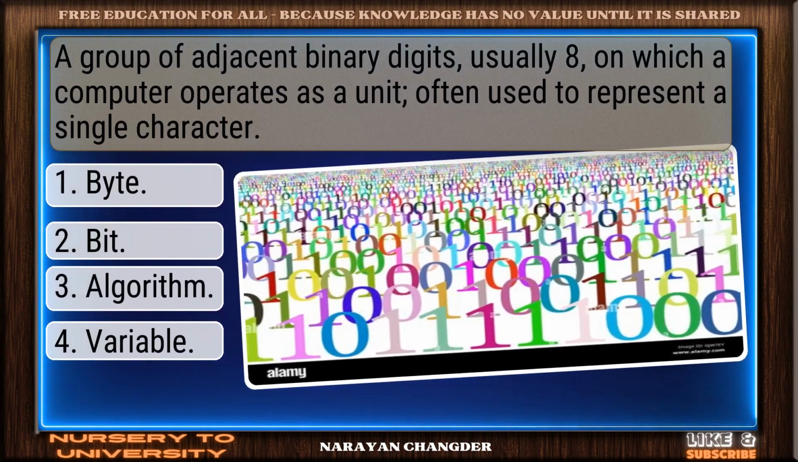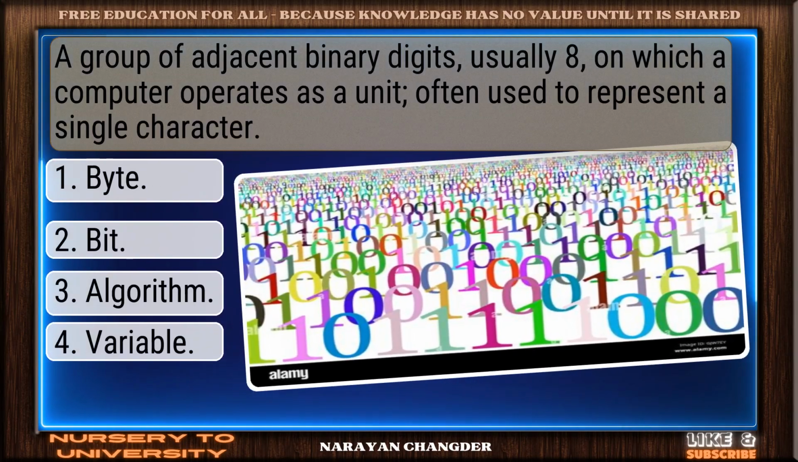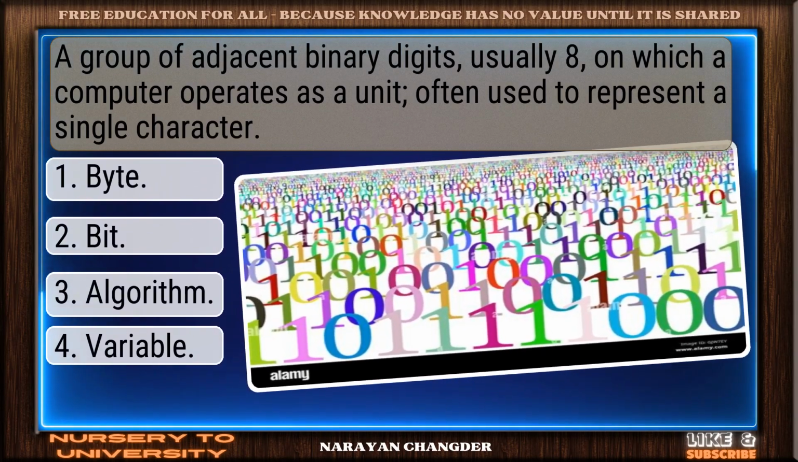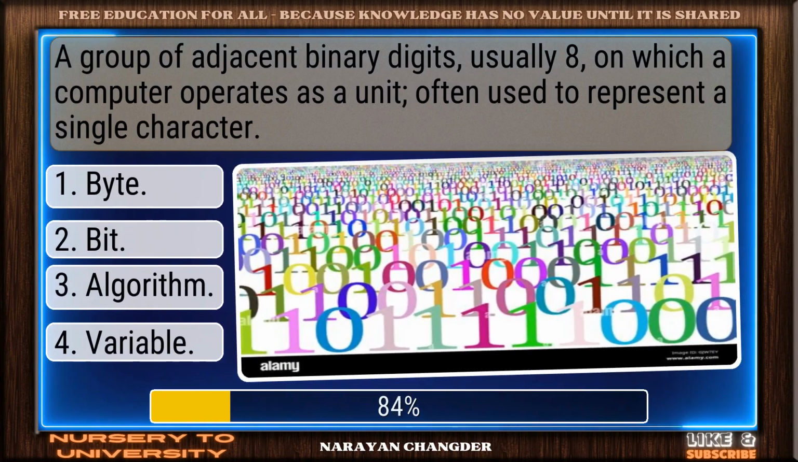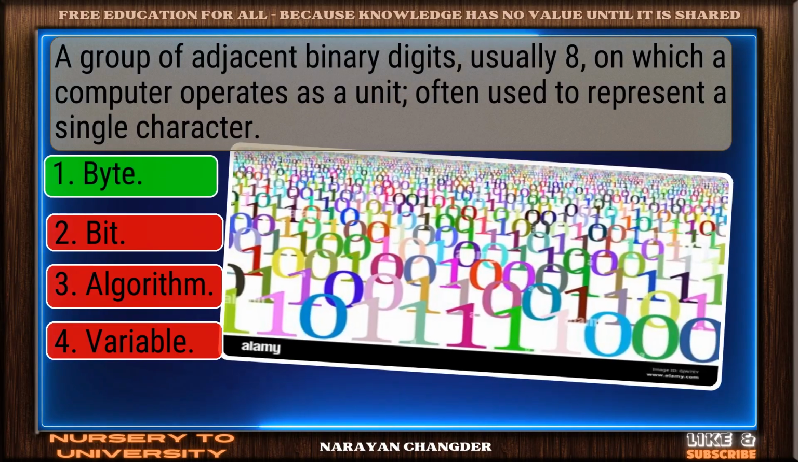Question number 12. A group of adjacent binary digits, usually 8, on which a computer operates as a unit, often used to represent a single character. Clear logic. Your choice, byte, is sound and 100% true.